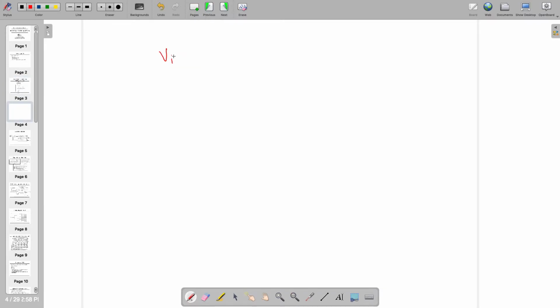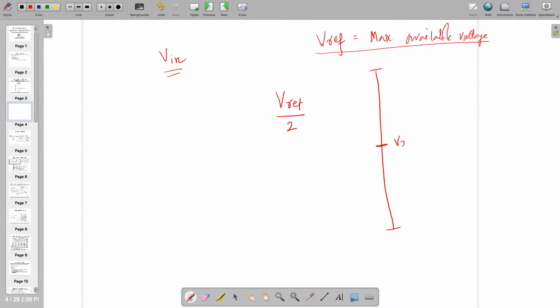So there are two terms, Vin and Vref. Vref is actually the maximum available voltage. By the way, everybody has studied SAR, right? Somewhere, at least in your BTech, you studied, right? Okay. So you know that you are going to compare with Vref by 2. So depending on which part of the reference value my input is available, I am going to decide.